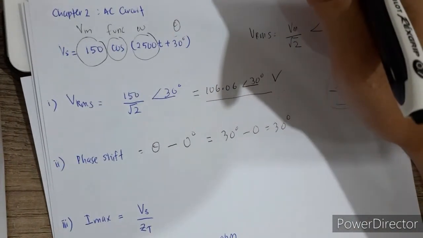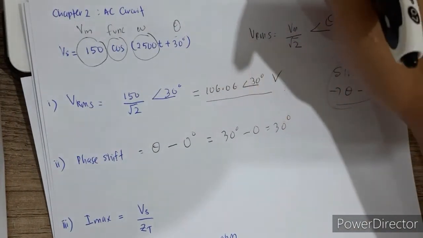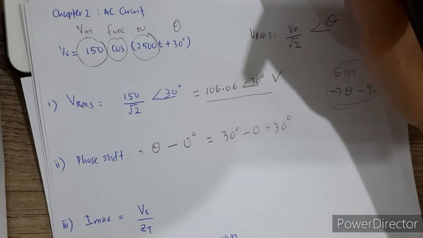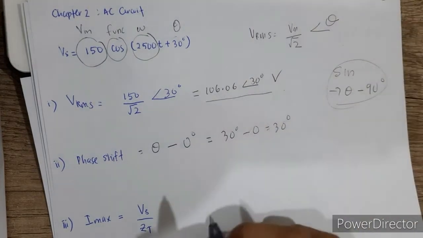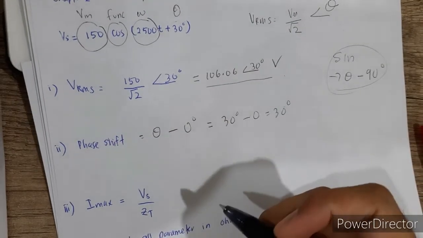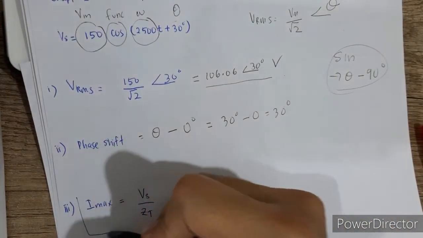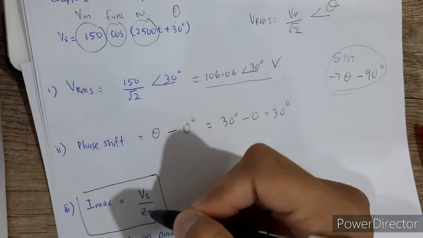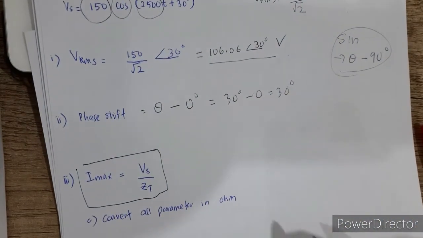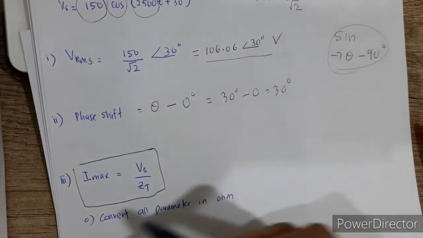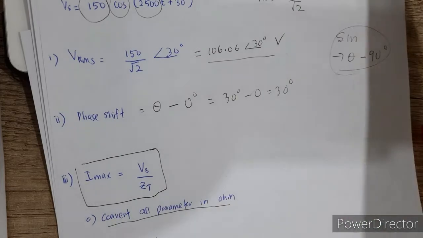Right, so the next one is Imax, the maximum current in the circuit. So the maximum current is the total current for the circuit. We will use the formula Imax equals Vs divided by Z total. So firstly you have to determine Z total. Before we can determine Z total, you have to convert all parameters to ohm.